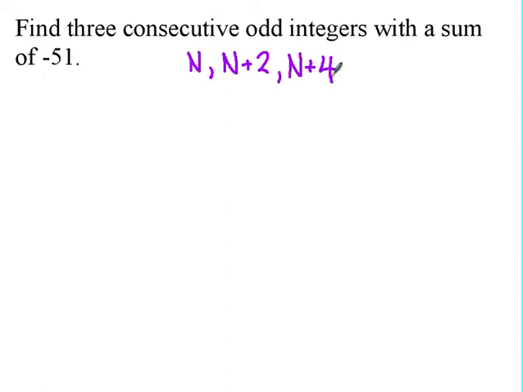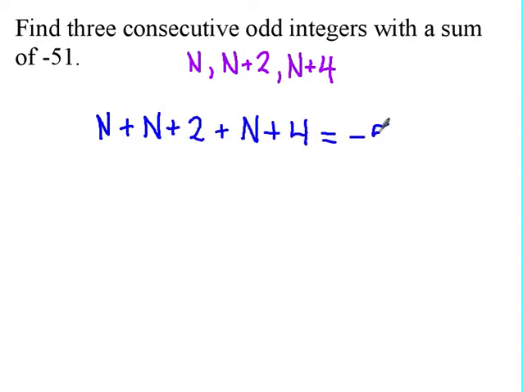They are 2 apart. So with the sum of 51, or negative 51, so I have n plus n plus 2 plus n plus 4 equals negative 51.